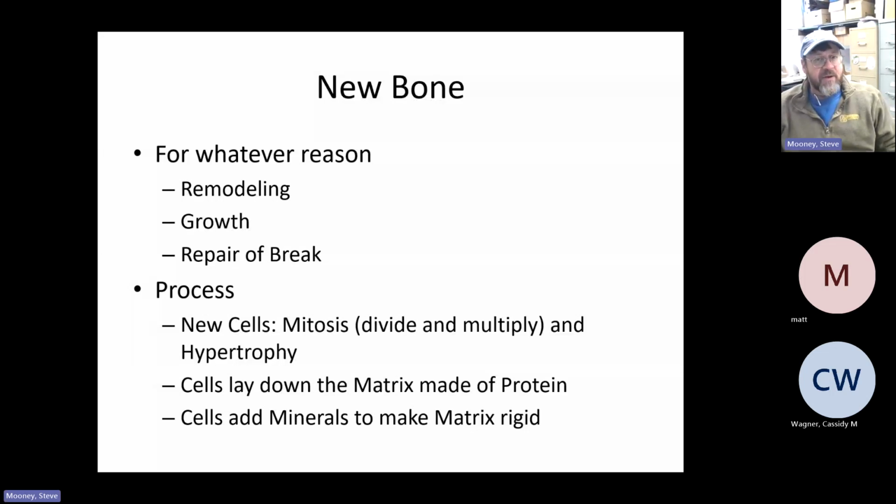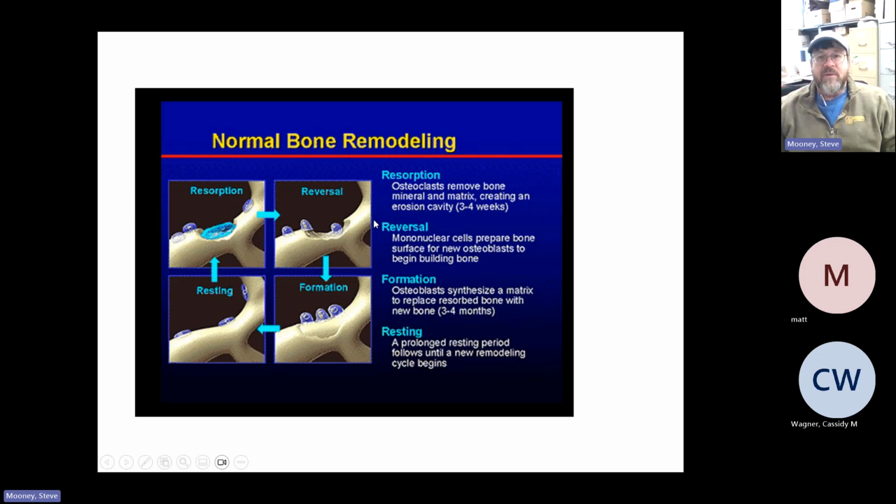Once those cells are big enough, they're going to lay down a matrix made of protein. And then the cells are going to fill that matrix with minerals to make that matrix rigid. Protein by itself would be floppy. The minerals in there make that structure rigid and give us the bones that we're used to thinking about. In remodeling, osteoclasts clear the bone, especially in a broken area, clean stuff out, and then we reverse it. Osteoblasts come in, they synthesize matrix, and then fill in that matrix with the minerals to give us a new section of bone.